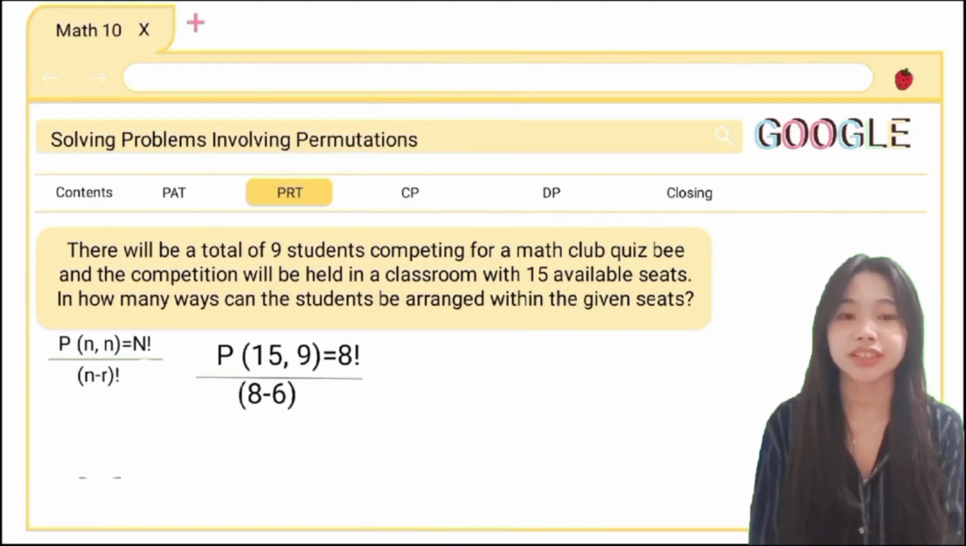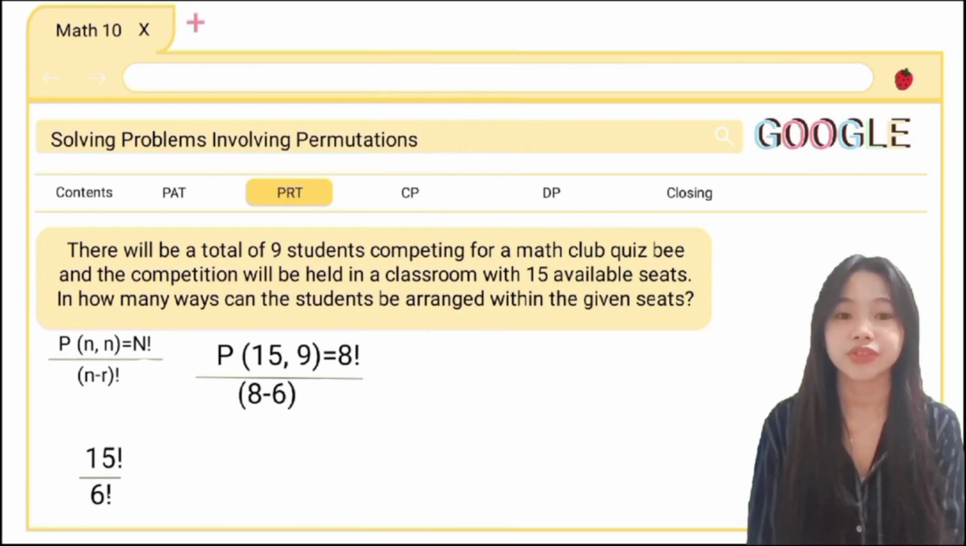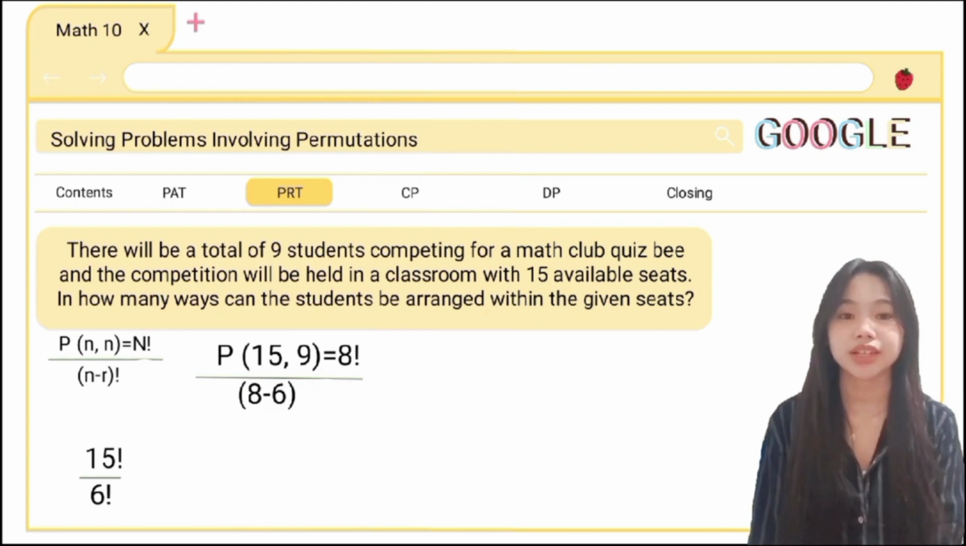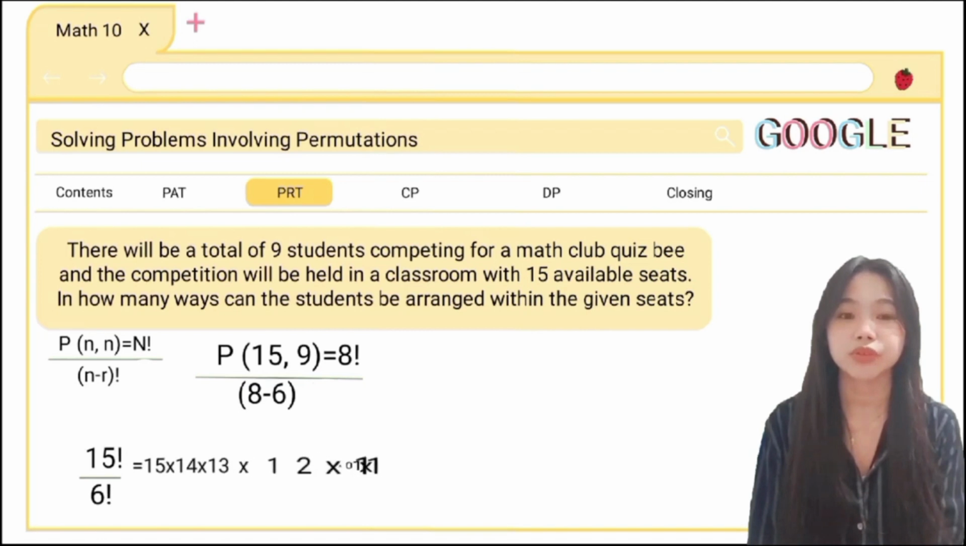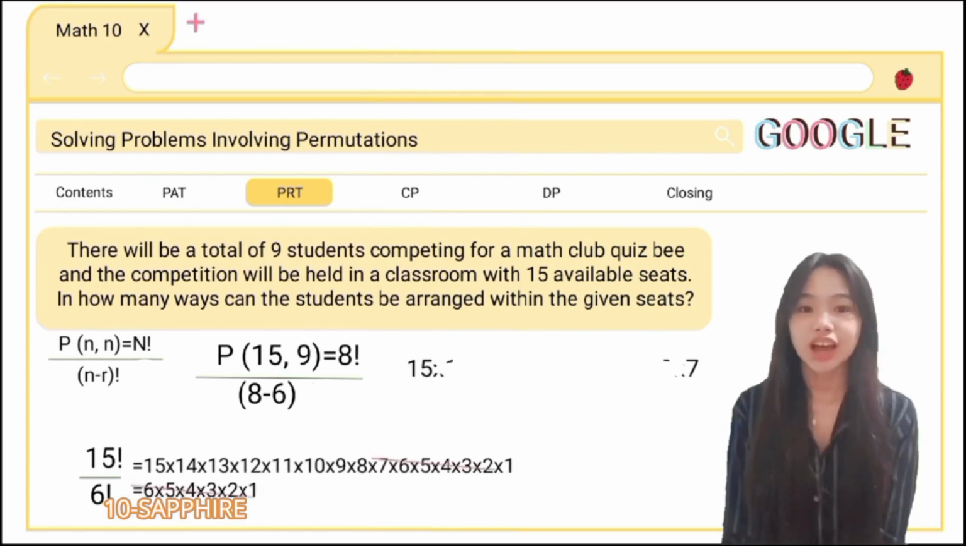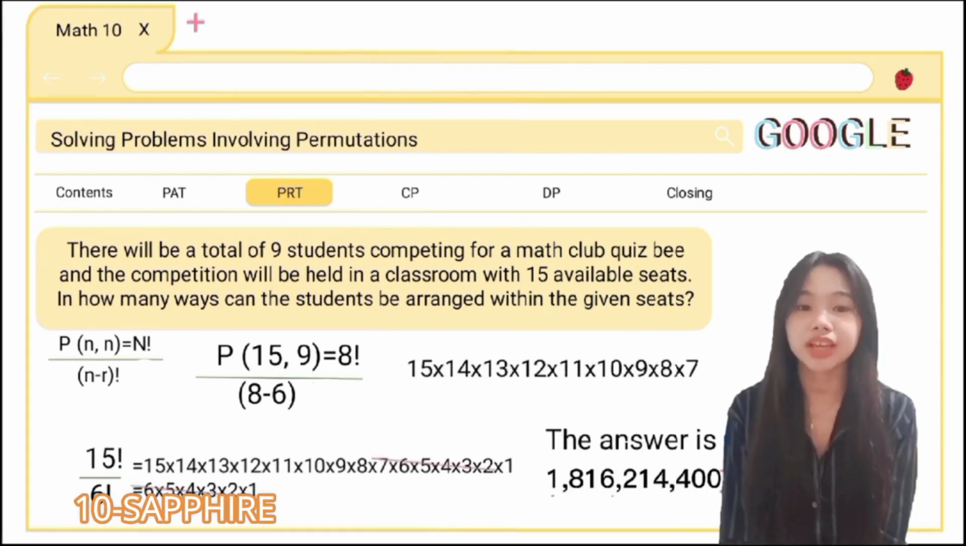Third, we have to solve for the parentheses in the denominator. 15 minus 9 is 6. Now, our denominator is 6 factorial and our numerator is still 15 factorial. Now, we have to expand both numerator and denominator. After that, we have to remove or cancel all the same numbers. And to get the final answer, we have to multiply all the remaining numbers. Now, the final answer is 1,816,214,400 ways.